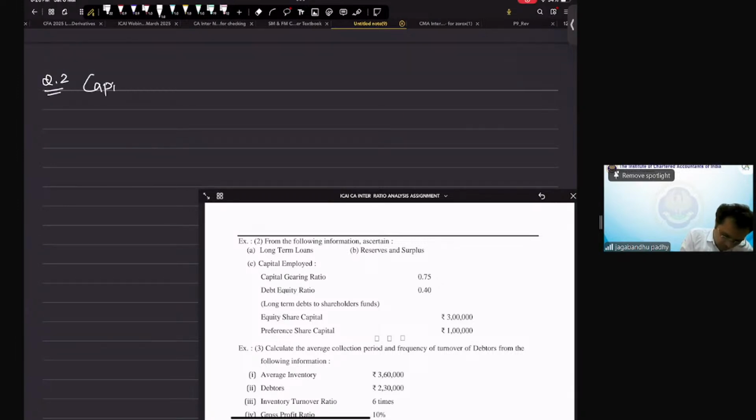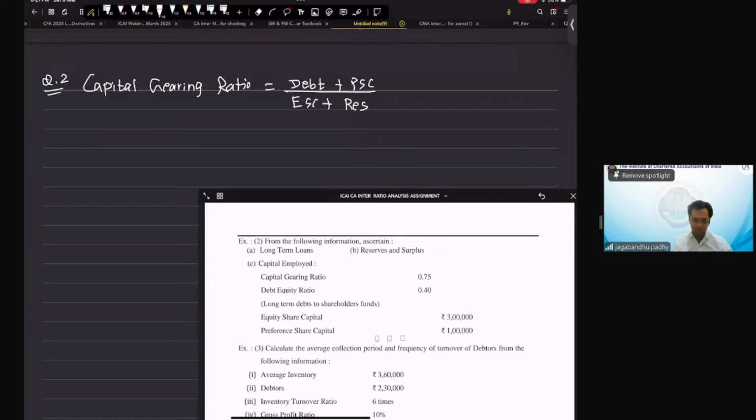So if you say capital gearing ratio, we know that capital gearing ratio is actually computed as funds which require fixed rate of return upon funds which do not require fixed rate of return. Right? Now, which are the funds that require fixed rate of return? Capital gearing ratio will be debt plus preference share capital upon equity share capital plus reserves. Capital gearing ratio is given as 0.75.